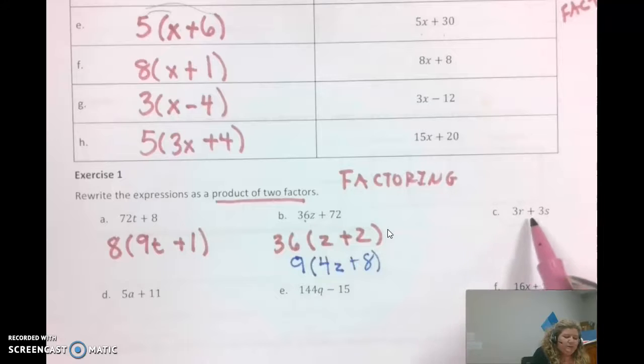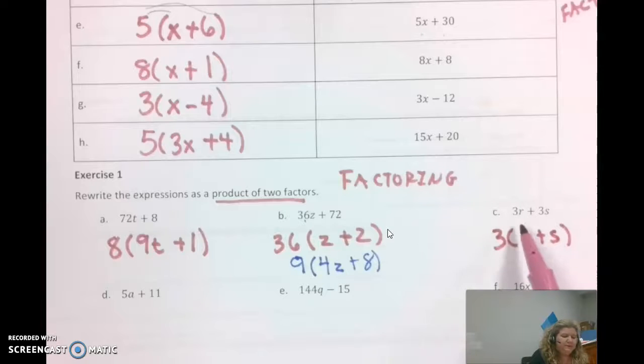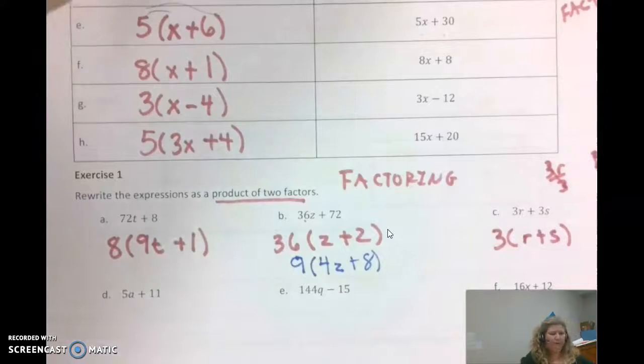Okay, 3r plus 3s. So the greatest common factor here is 3. And I have r plus s, because 3r divided by 3 is r. 3s divided by 3 is s. So that's kind of where this comes from.